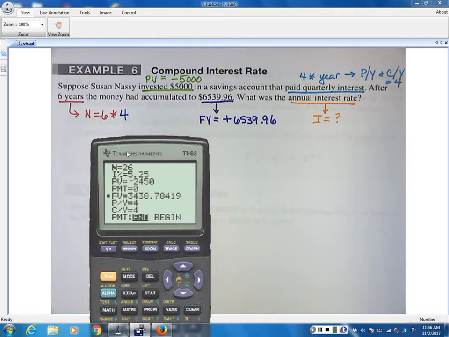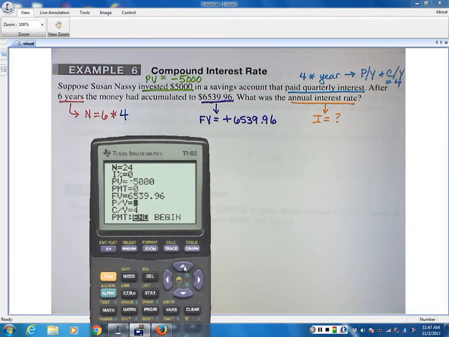Okay? So here's how we're going to ask. We're going to put the problem in here. Compounding is 6 years times 4 times a year. The interest rate, we have no idea, so we put in 0. The present value is negative 5,000. Number of payments, again, is going to be 0. She only made that initial deposit. She didn't make any payments. The future value is 6,539.96.